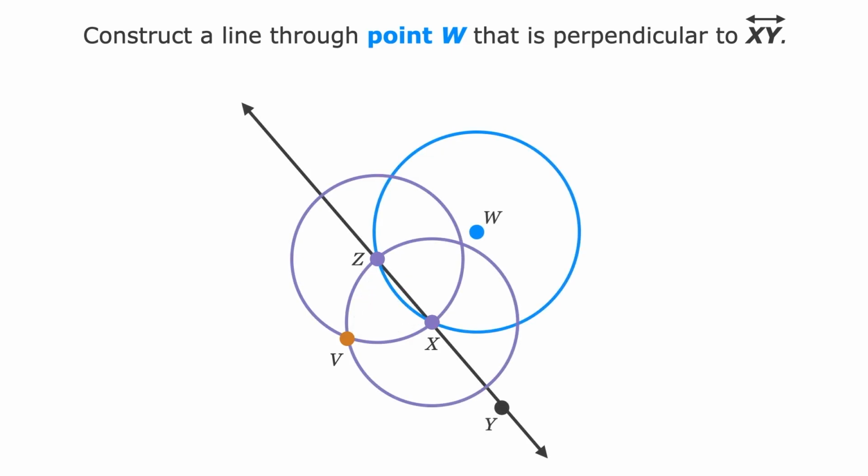According to the perpendicular bisector theorem, the set of points equidistant from X and Z form the perpendicular bisector of line segment XZ. So drawing a line through points W and V, we get the perpendicular bisector of line segment XZ. And since this line passes through point W, we have the line we were looking for. Fantastic job! Now you are ready to construct perpendicular lines on your own.